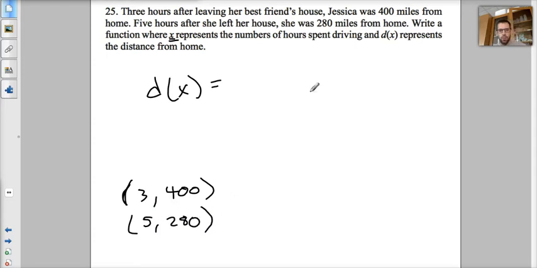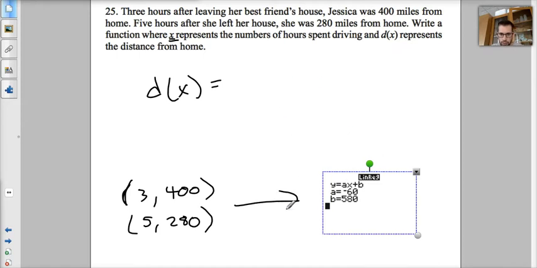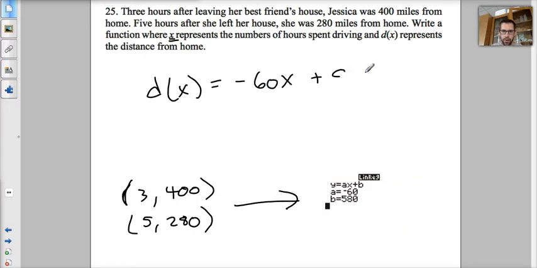So she's getting closer to home. I'm going to do a linear regression on those 2 points because I don't feel like doing slope formula. Slope formula honestly might be faster, but this will give us everything. So 3 and 5 are my 2 times of interest. 400 is my first distance. 280 is the second distance. Stat, calc, linear regression. And there's my linear regression equation for those 2 points. So I get negative 60x plus 580. So she's going 60 miles an hour, getting closer to home, so the distance is decreasing, and she must have started 580 miles away.